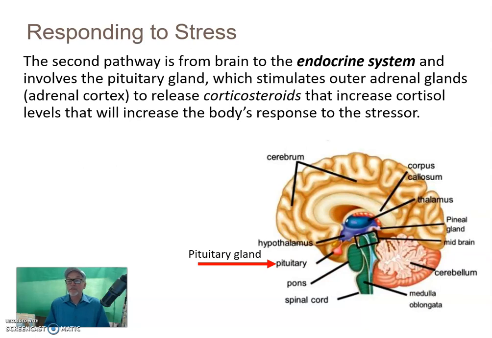The second pathway is from the brain to the endocrine system and involves the pituitary gland, which stimulates the outer adrenal glands, another part of the adrenal gland called the adrenal cortex, which releases corticosteroids that increase cortisol levels, which increase the body's response to the stressor. And you can see how close in proximity the hypothalamus is to the pituitary gland. So close they call it the hypothalamus-pituitary axis, or the HPA. They work very, very closely together.